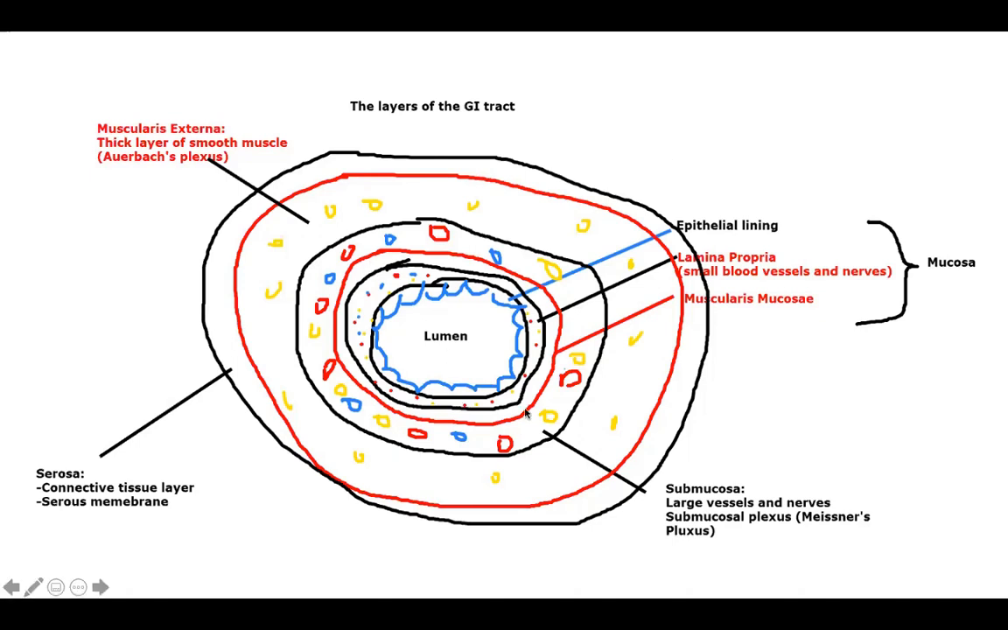Outside of the mucosa, we have the submucosa, right? So sub meaning below, mucosa meaning that innermost layer. So the submucosa is the next layer that we encounter, which is this layer here, right outside of the muscularis mucosae. And this is a thicker layer of connective tissue. It has larger vessels, it has larger nerves.